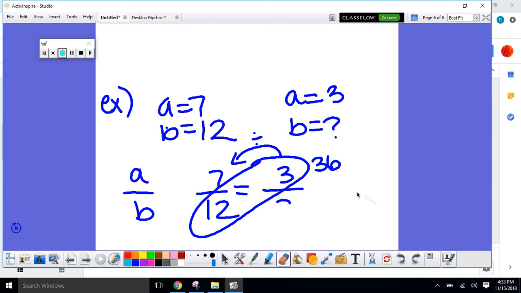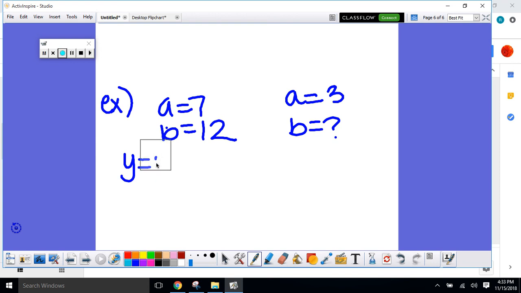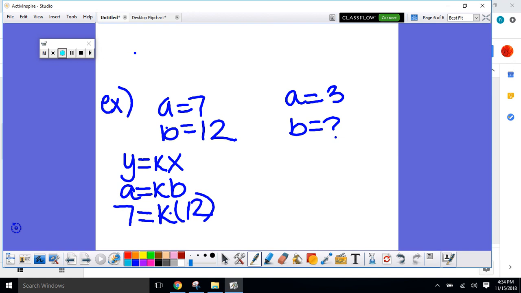If I don't want to use the shortcut, I can do it the long way, which is always good to know, because you never know when you're going to need it. So y equals kx, or in this case, we can say A equals kB. A is 7, I don't know what k is, and B equals 12. So right now I'm multiplying k times 12. The opposite of multiplying is dividing. So k equals 7 over 12. So I have my equation A equals 7.